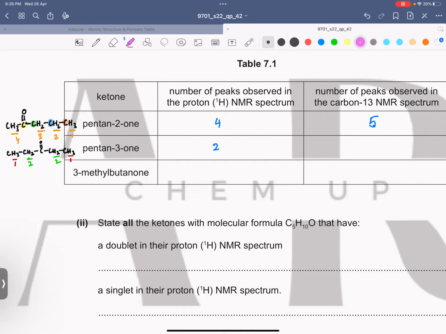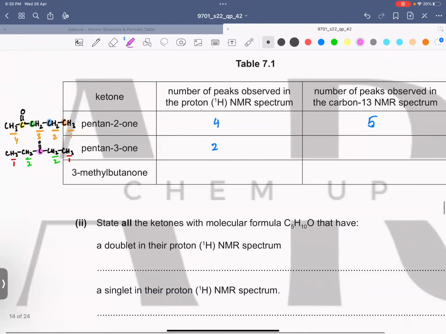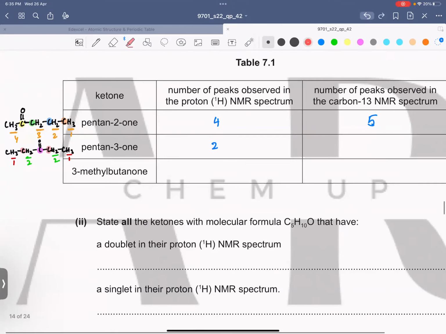But if we talk about the carbon-13 NMR, this carbon is completely different, so it has a different signal. These 2 are similar carbons, so they are going to show the same signal, and these 2 carbons are exactly similar, so they are going to show the same signal. So there are 3 different kinds of carbon over here, so we are getting 3 signals for carbon-13 NMR. Now we are left with 3-methylbutanone.